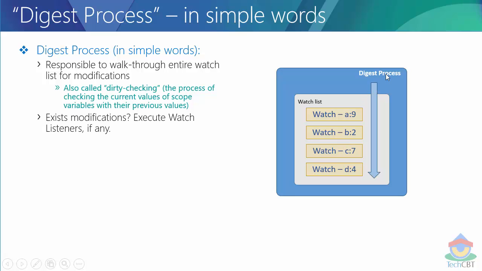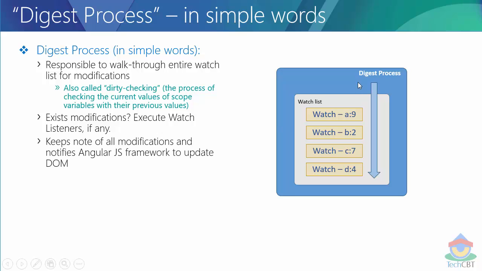Next, if the digest process figures out that any modifications were made to any of the watch variables, then it tries to execute any of the watch listeners which might be associated with the respective watches. I already covered watch listeners in my previous video, so I do not want to explain much here. If you have watch listeners associated with any of the watches, then those watch listeners are automatically executed the moment the digest process identifies that the respective watch variable has been modified or marked dirty.